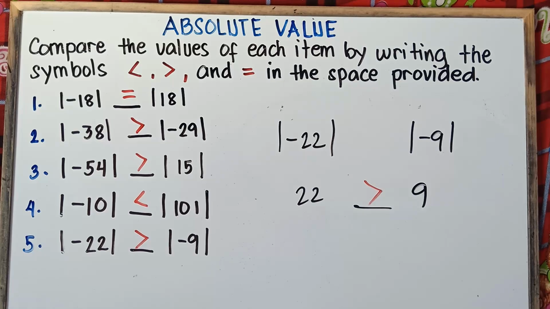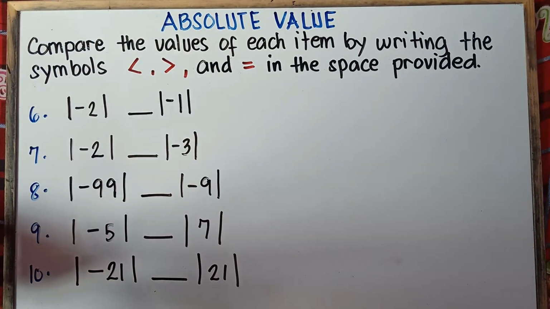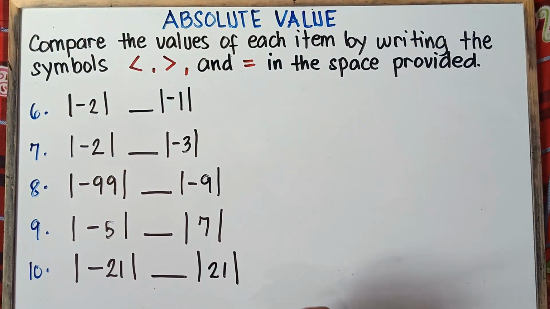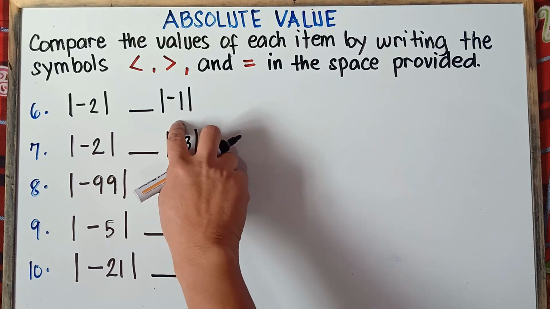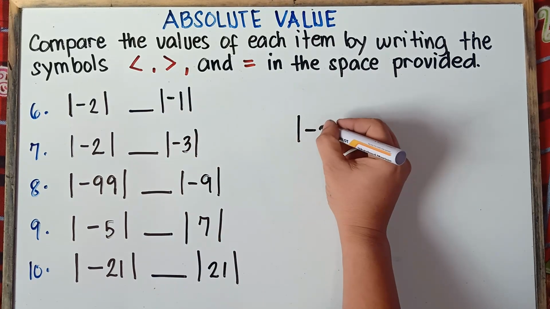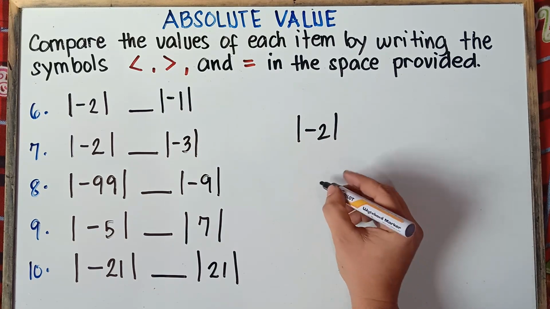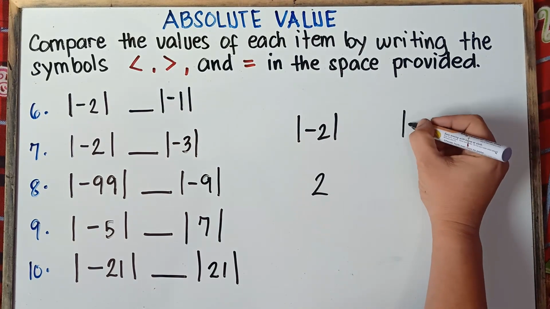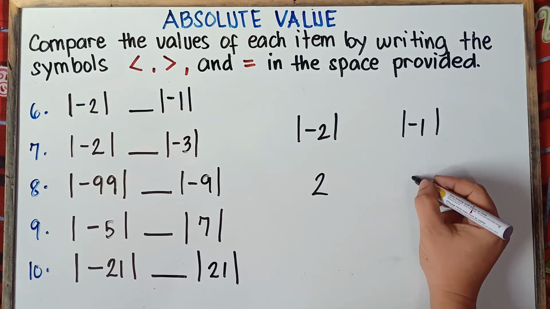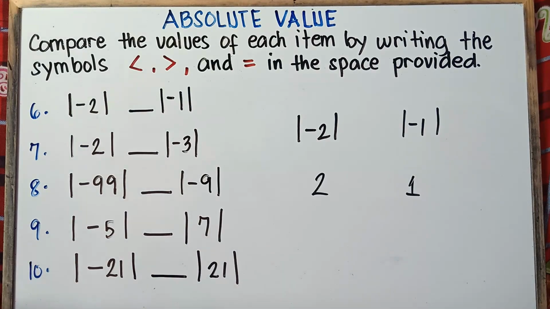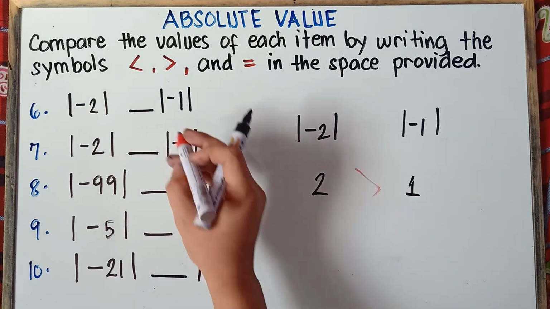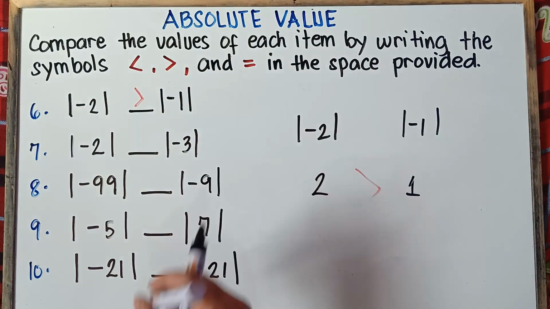Alright, so let's have another example. Let's have 6 to 10. Alright, so let's have example number 6. We have absolute value of negative 2 compared to the absolute value of negative 1. So the absolute value of negative 2, of course, that would be positive 2. And the absolute value of negative 1, that would be positive 1. Of course, we know that 2 is greater than 1. So therefore, our answer is greater than.